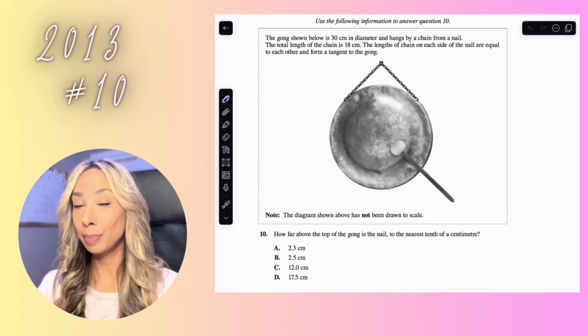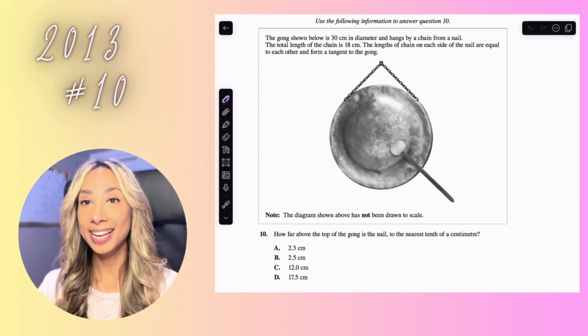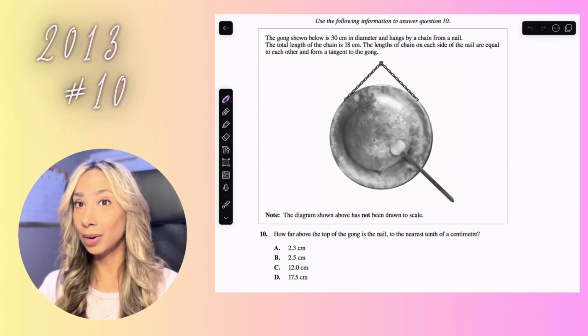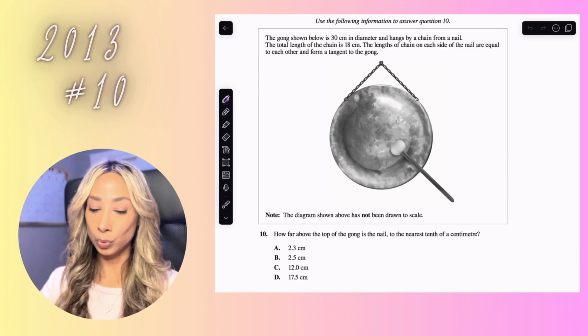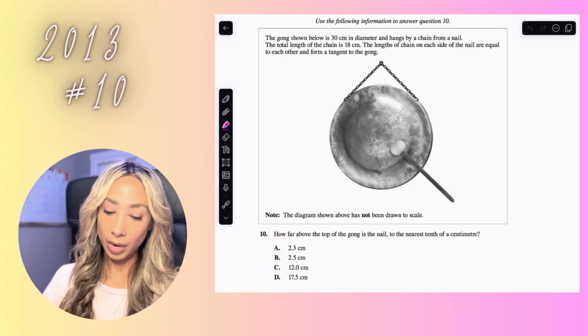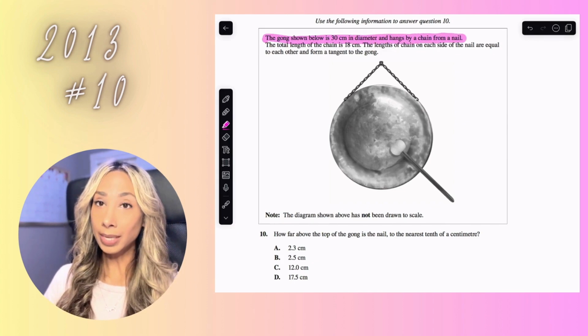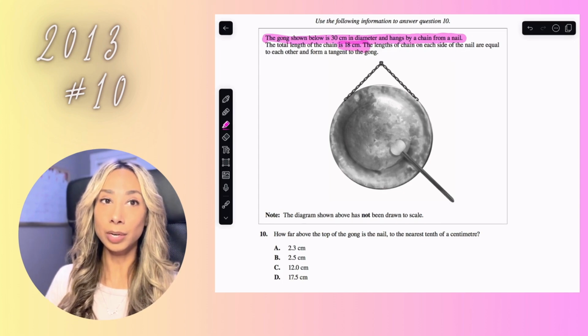And again, with circle geometry with the word problem, we are kind of looking to see any patterns we notice or anything that comes with triangles or identifying some of those rules. So let's go ahead and read the question and identify the important information. The gong shown below is 30 centimeters in diameter and hangs by a chain from a nail. The total length of the chain is 18 centimeters.